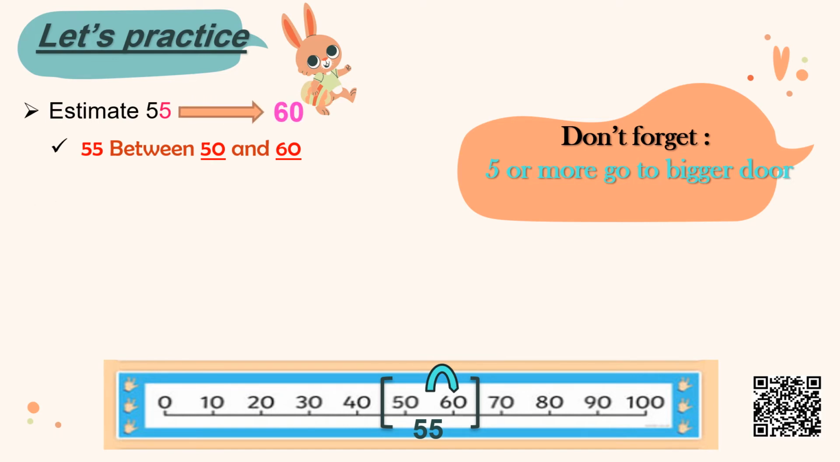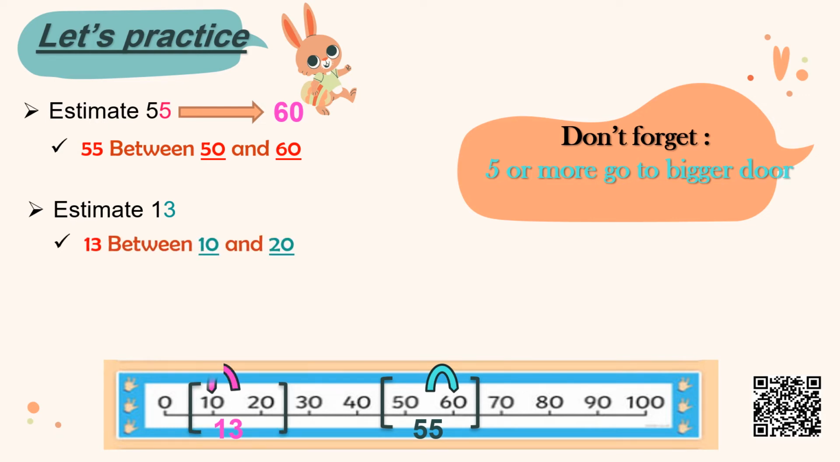Another one. Estimate 13. 13 is between what and what? Look at the number line. 13 is between 10 and 20. Second step, look at ones. Here we have 3. Is 3 5 or more? No, 3 is less than 5. So we will stay in the same door. So 13 will be 10.